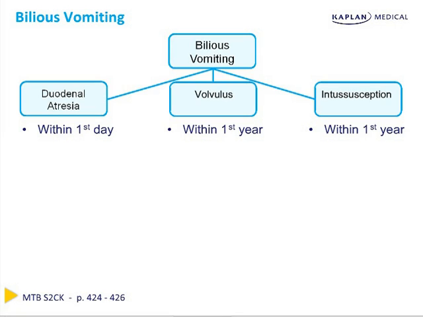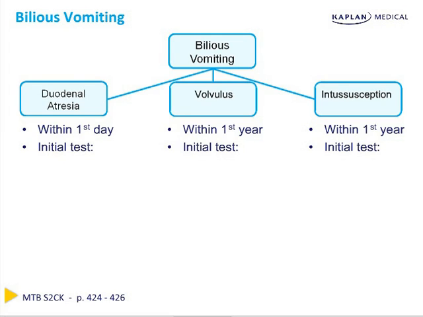Volvulus and intussusception happen sometime within the first year, but for the majority of this kid's first year of life, their colon's completely fine. There's no blockage at all. They breastfeed and then they're absorbing. Duodenal atresia, that blockage is there at birth. So they immediately start to have bilious vomiting within the first day, definitely the first week.